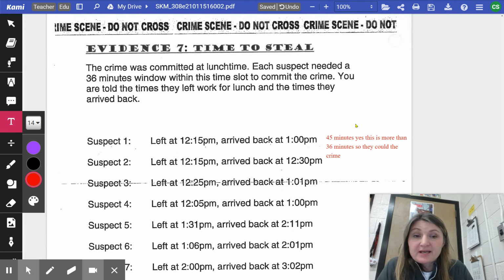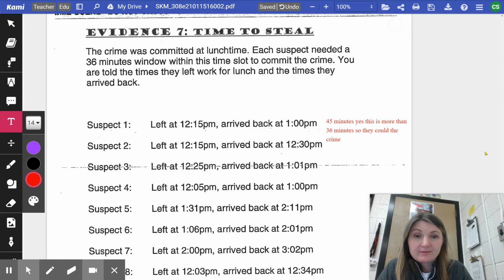Okay, so first person had 45 minutes. So each person determined how long their lunch is. If the lunch was longer than 36, they could have done it. If their lunch is less than 36, you can eliminate that suspect. Okay, and let's keep going down.